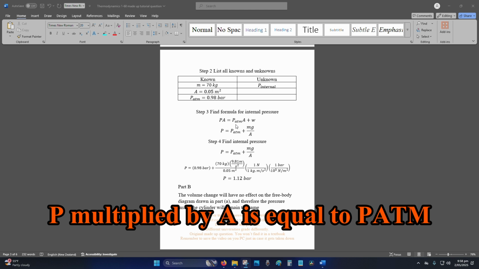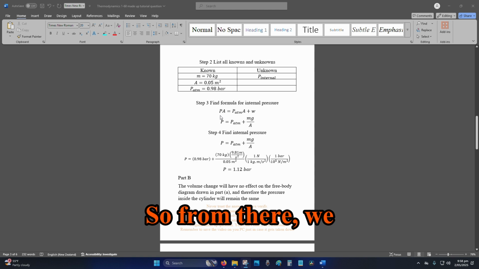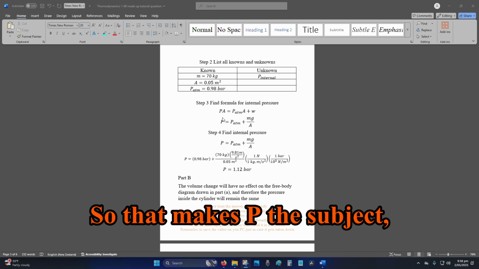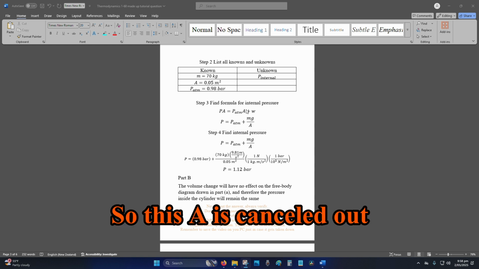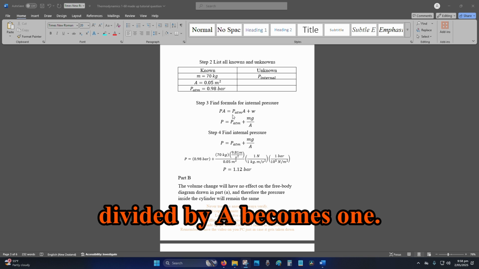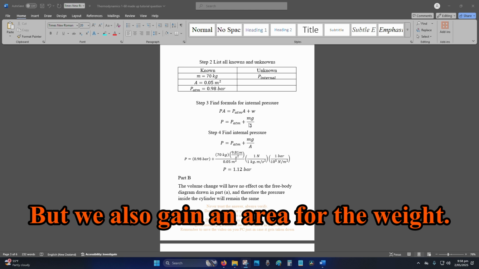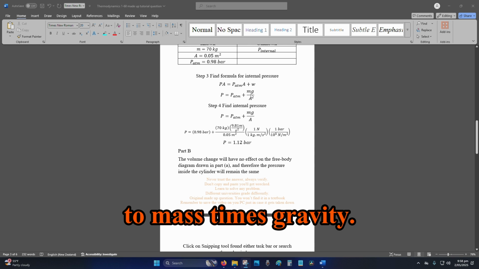P multiplied by A is equal to PATM multiplied by A plus weight. From there, we divide both sides by area, which makes P the subject, P being the internal pressure. So this A is cancelled out and this A is cancelled out. When you divide by area on this side, it cancels out because A divided by A becomes 1, and the same on this side. But we also gain an area for the weight. We expanded the weight to mass times gravity.